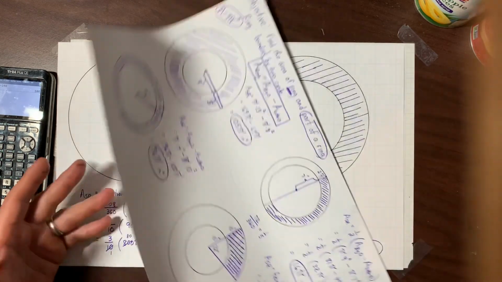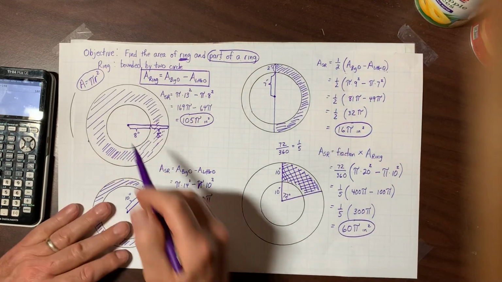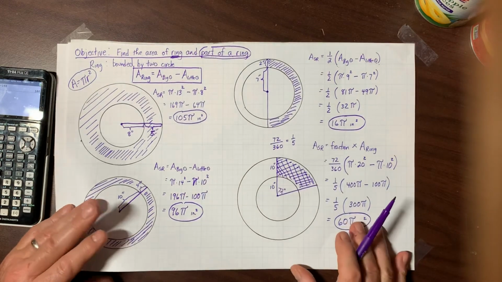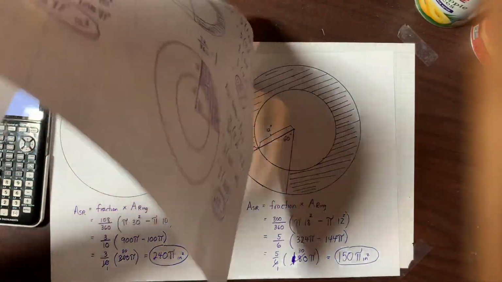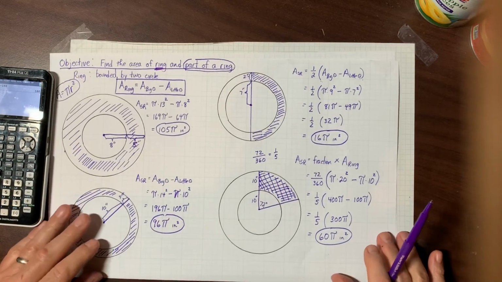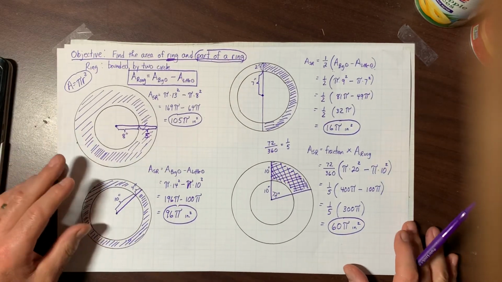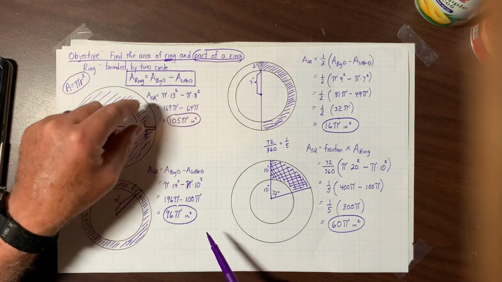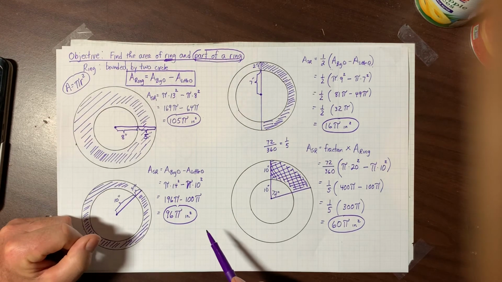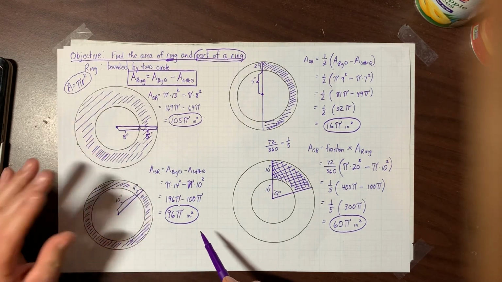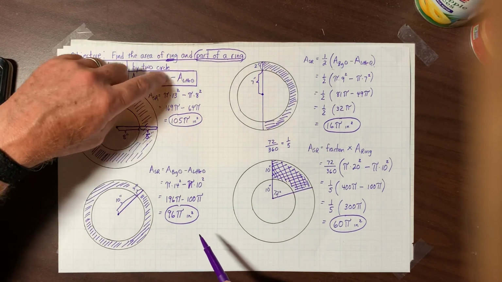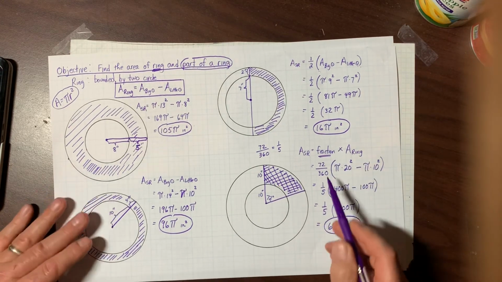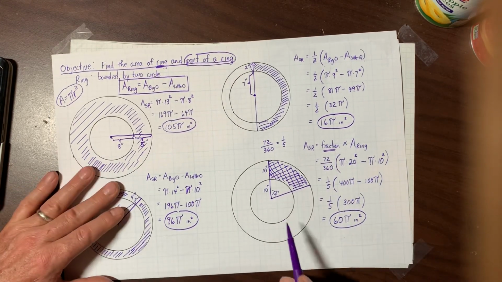So, by way of review, our objective today was to be able to find the area of a ring and parts of a ring. And we did 6 example problems demonstrating how to do that. The area of a ring is determined by finding the area of the big circle, finding the area of the little circle, and then just doing a subtraction problem. If it's part of a ring, you're still going to find the area of the big circle and subtract the area of the little circle. But then you have to multiply by some fraction. And that fraction will always be determined by the degree measure of that central angle.